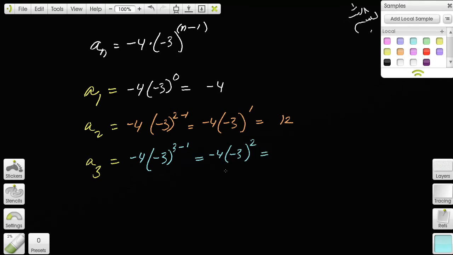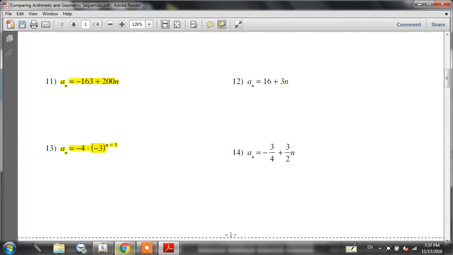Now be careful here with the math. Okay, this is negative 4 times 3 squared, which is 9, and that is negative 36. Okay, that's negative 36. So just be careful with the math. And a sub 4 is going to be negative 4 times negative 3 to the 4 minus 1. Every time, as you can see, you're multiplying by negative 3. So it's going to be negative 4 times negative 3 cubed. This is a negative times negative, so it's going to be a positive. So 3 cubed is 27 times 4.